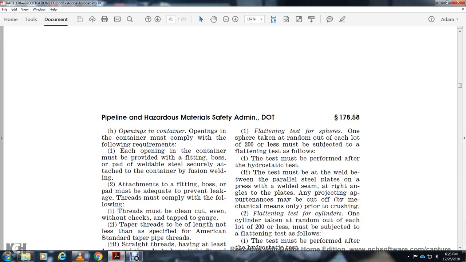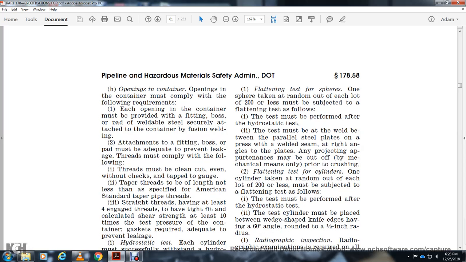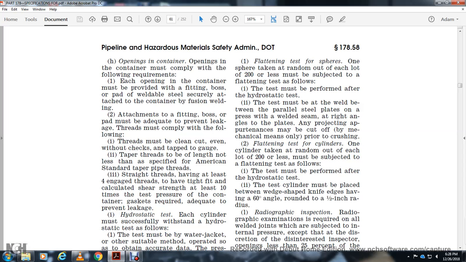Threads must be clean cut and even, checked with a taper gauge. Tapered threads must be of a length not less than specified for American Standard taper pipe threads. Straight threads must have at least 4 engaged threads, a tight fit, and a calculated shear strength of at least 10 times the test pressure of the container. A gasket is required, adequate to prevent leakage. Hydrostatic test: each of the cylinders must successfully withstand the hydrostatic test.